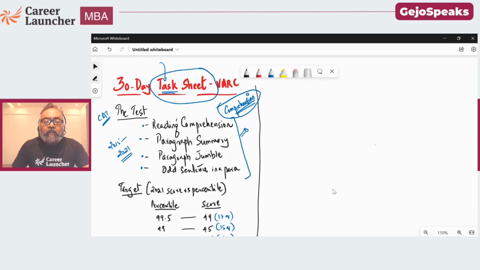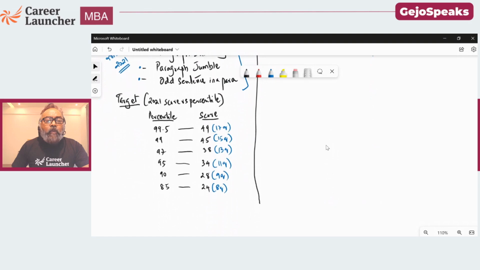Now, when you look at the targets, the second thing is what is the kind of target that we would want to achieve? And in your mind, you would have thought about some sort of a target, some sort of an idea that you want. So there are 3 sections, of course: VRC, DILR, and QA. In your mind, depending on the college that you're targeting, depending on the overall percentile that you need, you would have some idea in terms of what the target should be, or what is that you're aiming at. Let's assume that you're aiming at least about 95 percentile. Let's plan a task based on achieving, let's say, a couple of percentile more than that.